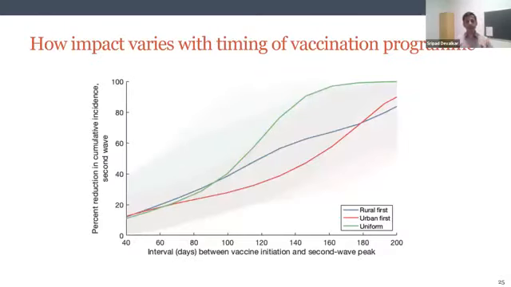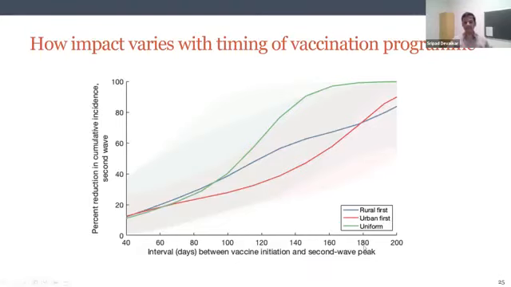And so given that we see a benefit of earlier vaccination, we also did a sensitivity analysis to understand the impact of each of these different strategies as a function of the time between when vaccination started and when the second wave peak was. Think of it as if, let's say, the time was only 40 days, then under each of these strategies, you find about 15 to 16% reduction in cumulative incidence because of vaccination. So there is limited effectiveness, but there is effectiveness.